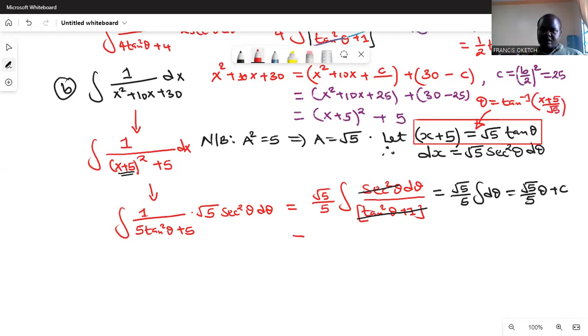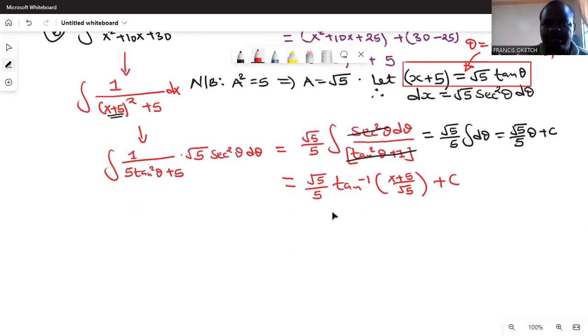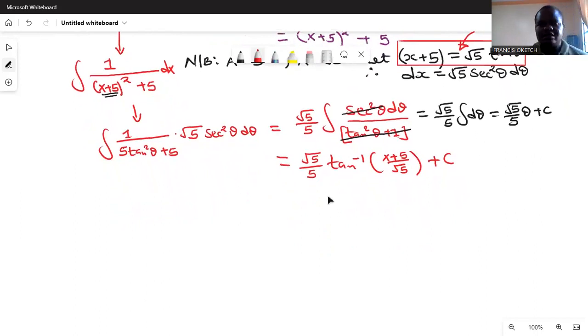So our final answer is that it will be equal to root 5 over 5 tan inverse of x plus 5 over root 5, then plus a constant c of integration. I told you, when it comes to indefinite integrals, don't forget to add the constant c. That is indefinite, where we don't have the limits of integration.